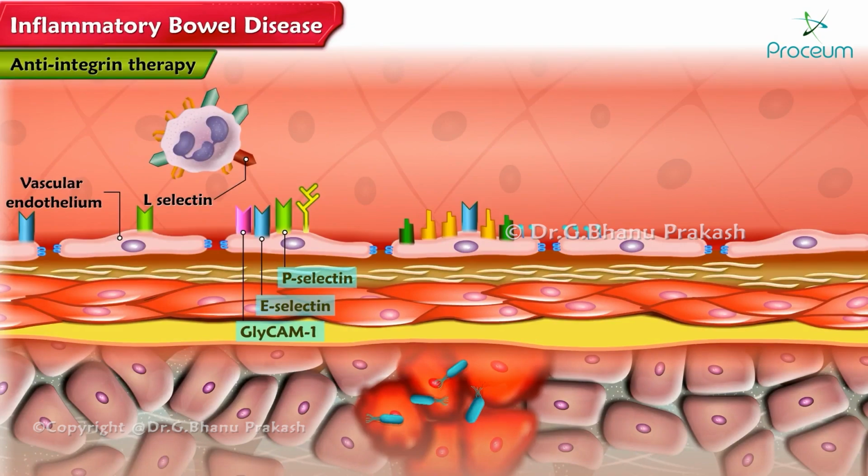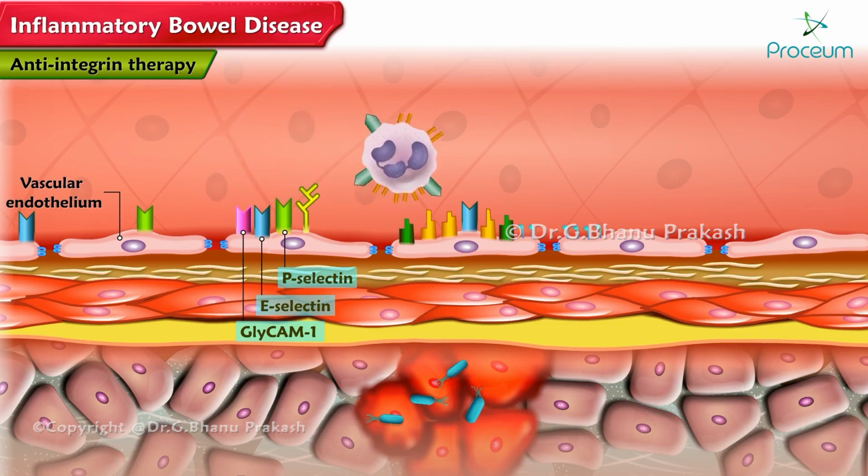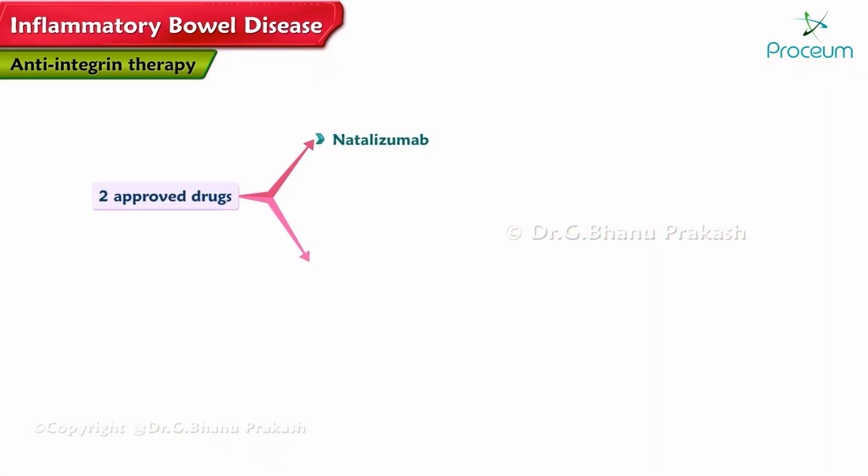Anti-integrin therapy. Integrins are adhesion molecules located on the surface of leukocytes. They interact with adhesion molecules known as selectins present on the surface of the vascular endothelium, which helps in circulation of leukocytes while adhering to the vascular endothelium, and hence helps in migration of leukocytes from the vessel wall into the tissues. Natalizumab and vedolizumab are the 2 approved drugs.